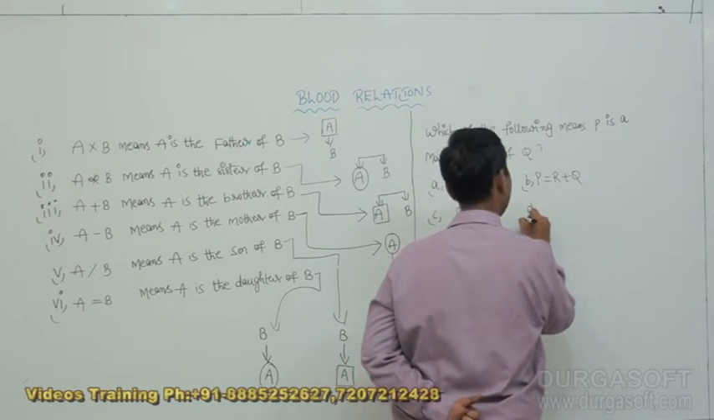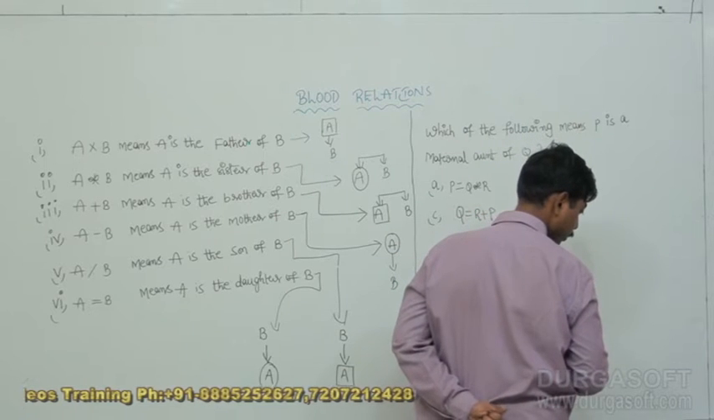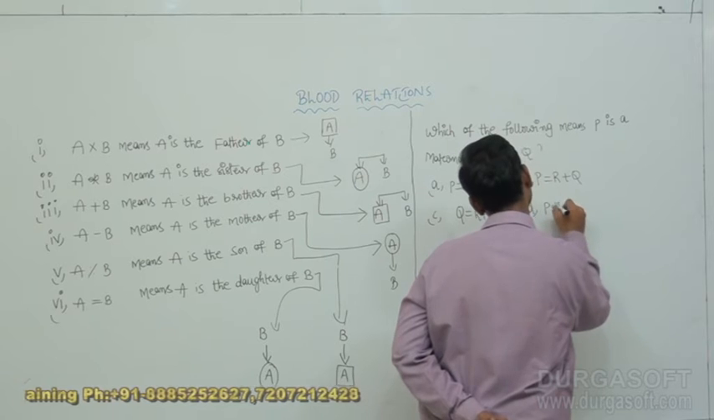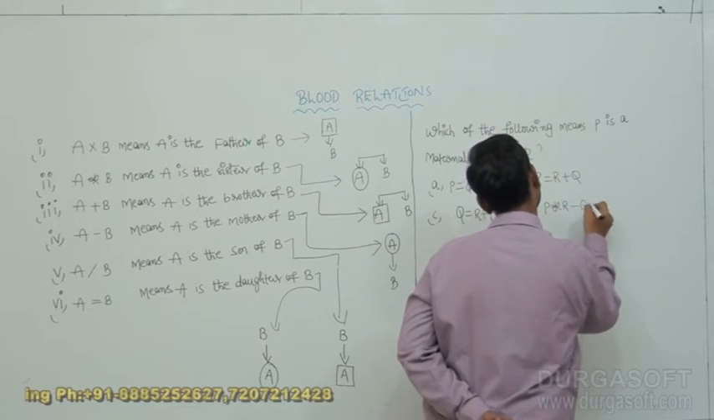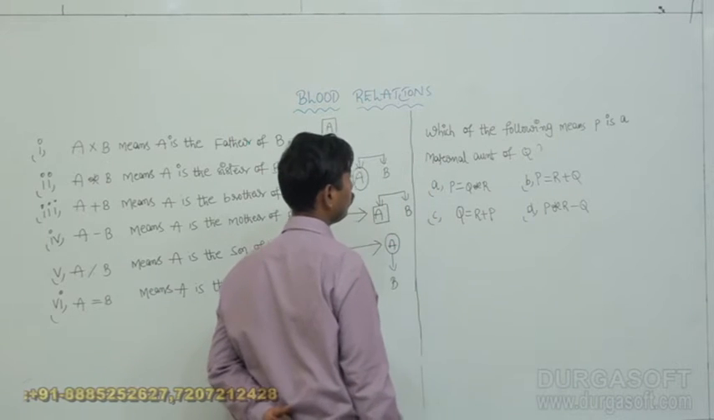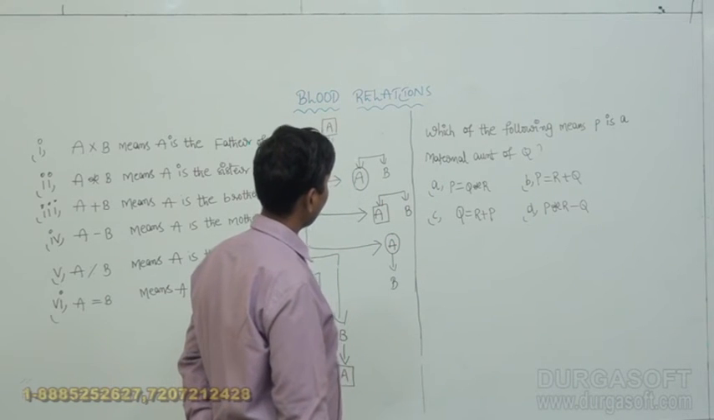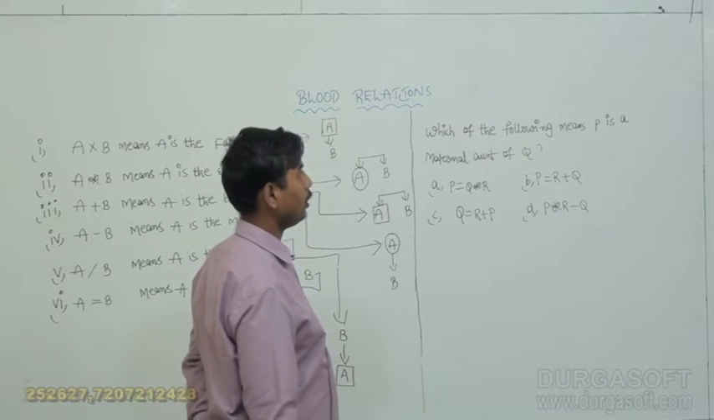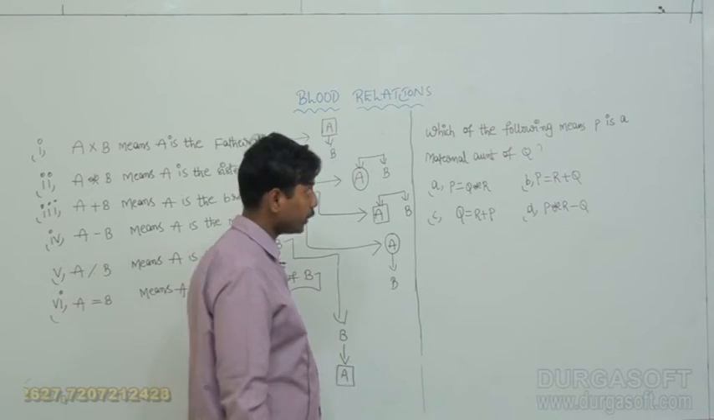Next one, this is the last option: P star R minus Q. These are all the 4 equations we have got here. In these 4 equations, which one satisfies our condition? That is what we have to find out here.